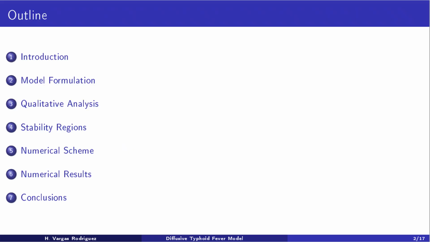Let me give you a brief overview of the talk. First, I will motivate the problem and describe why typhoid fever still demands mathematical attention. Then I will present the model formulation, including the transition from an ODE system to a reaction diffusion PDE system. After that, I will discuss the qualitative analysis, equilibria, the basic reproductive number, positivity, and boundedness. We will then look at the stability regions under diffusion, followed by the numerical scheme and its properties. I will close with the numerical results and conclusions.